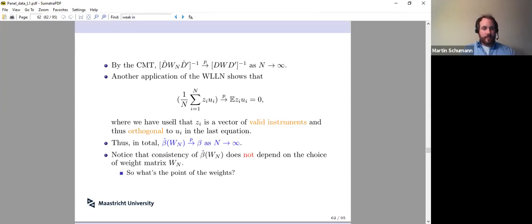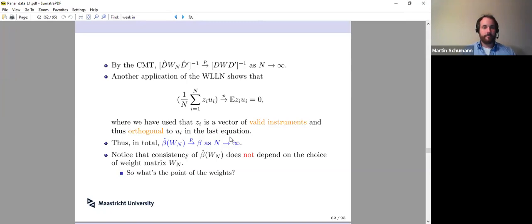So what we have shown is that no matter which choice of weight matrix you have, the GMM estimator will be consistent for beta as long as n goes to infinity, and of course as long as all these rank conditions are satisfied, so beta is at least exactly or over-identified, and the z's are really valid instruments, so they are orthogonal to the model error.